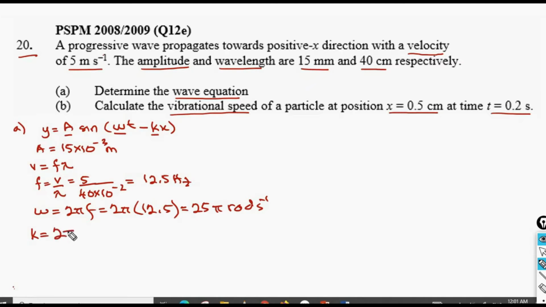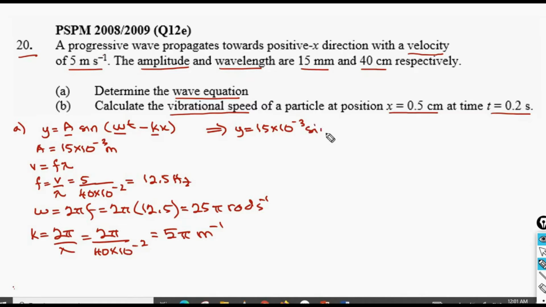k equals 2 pi over lambda. Lambda is 40 times 10 to the power of negative 2. So you calculate k, and you get k equals 5 pi per meter. Substitute into this equation. So you get the wave equation as y equals 15 times 10 to the power of negative 3 sine (25 pi t minus 5 pi x), where y and x are in meters, t in seconds.